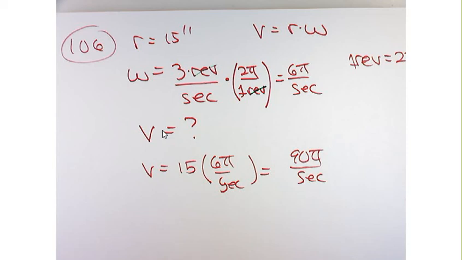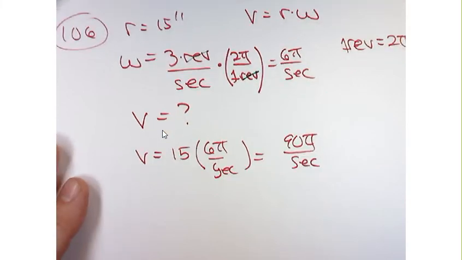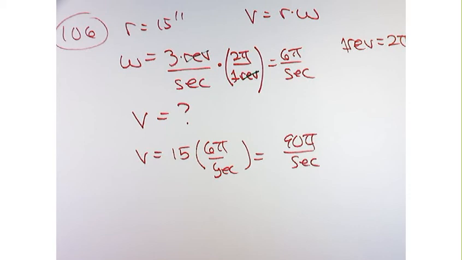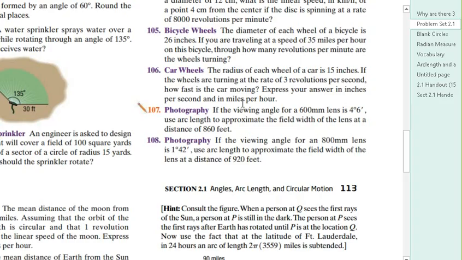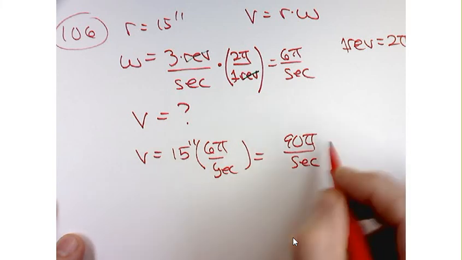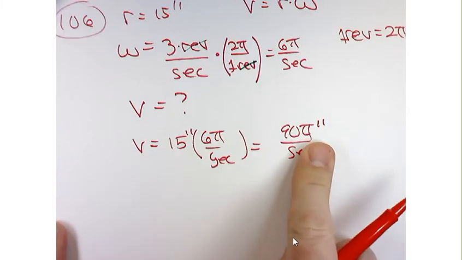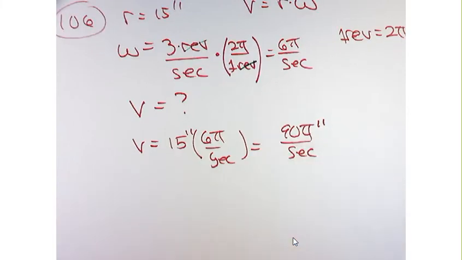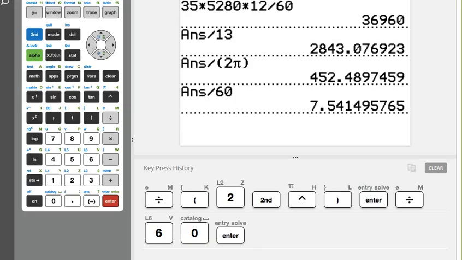So, okay. But let's take a look back at the problem and see if we can figure out what units we should end up with. Express your answer as inches per second and miles per hour. Okay. Well, we're done with the first part because this is in inches. So this is in inches per second. So 90 pi. We can figure that out real quick.